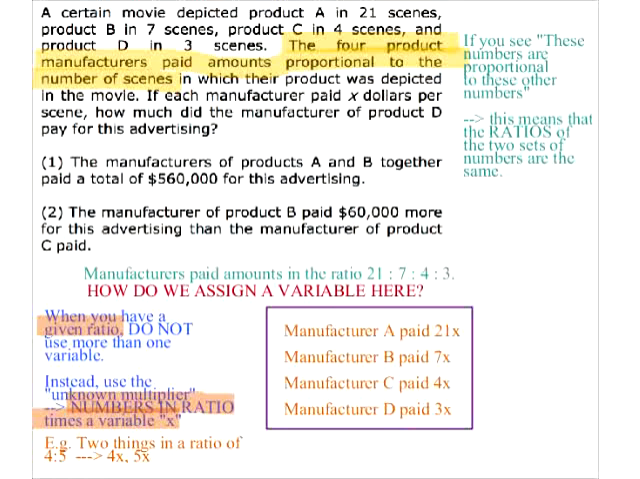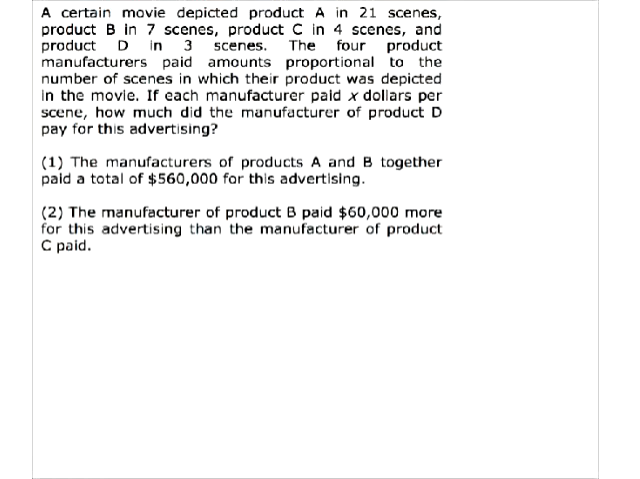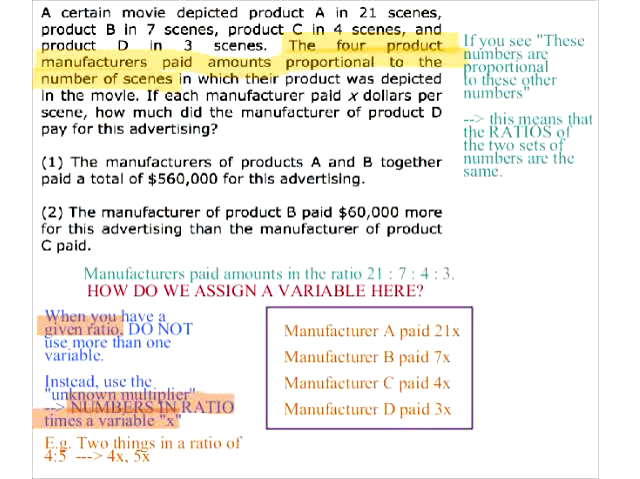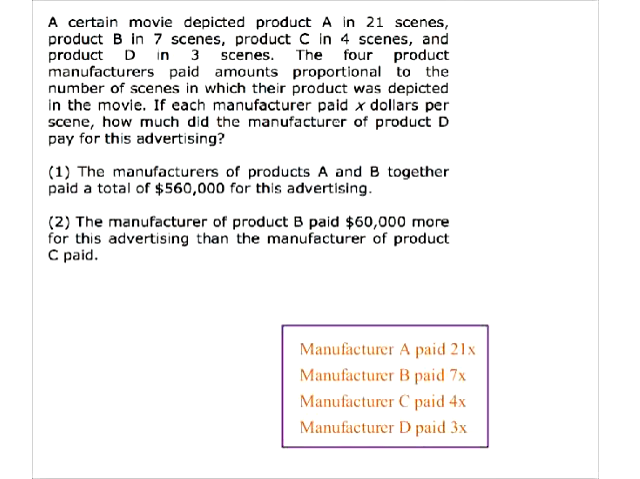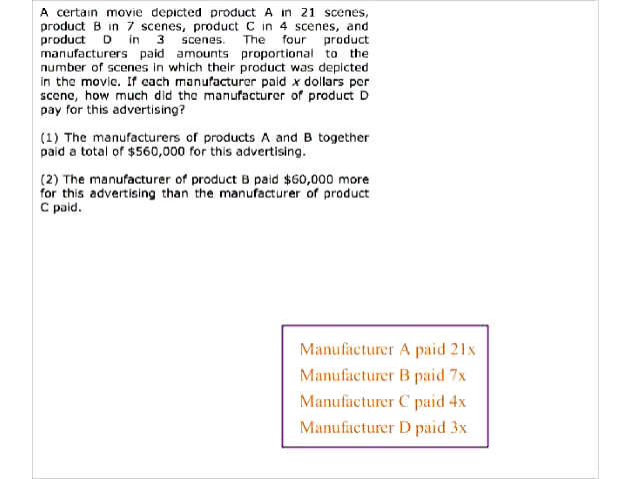So let's take this over to the next page where there's a little bit less clutter. So manufacturer A paid 21x, manufacturer B paid 7x, manufacturer C paid 4x, and manufacturer D paid 3x. So let's get this up there in the corner. Now these statements are a lot more straightforward to handle if you do this.